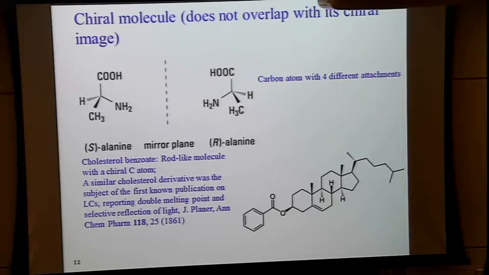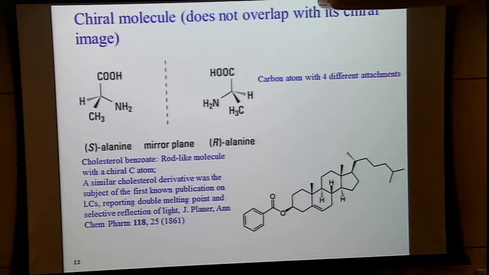Now you learned about chirality. And you probably know by now that in the organic world there are chiral molecules, and the simplest example is the molecule in which this carbon atom is connected to 4 different groups around itself.